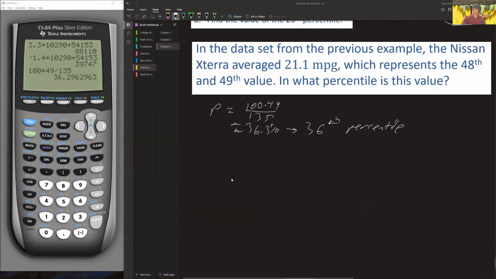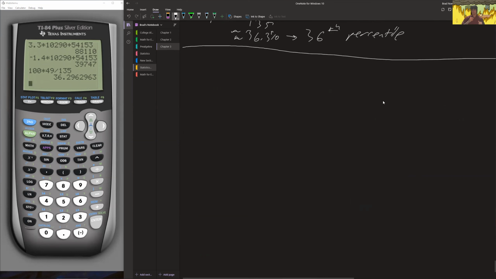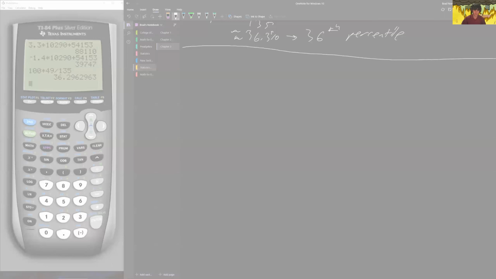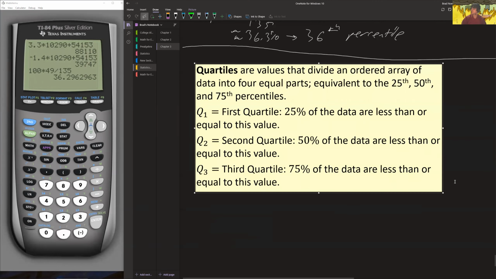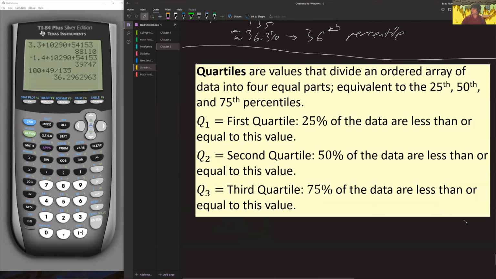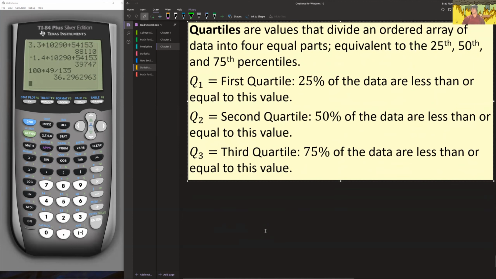Okay. Now that we've talked about percentile, let's go ahead and discuss our next grouping of numbers, which are quartiles. So again, to save you my handwriting, let me just paste this directly from my notes. Quartiles are values that divide an ordered array into 4 equal parts, equivalent to the 25th, 50th, and 75th percentile. We have the first, second, and third quartile. The first quartile, 25% of the data are less than or equal to this value, so it's the 25th percentile, second quartile, 50, third quartile, 75.